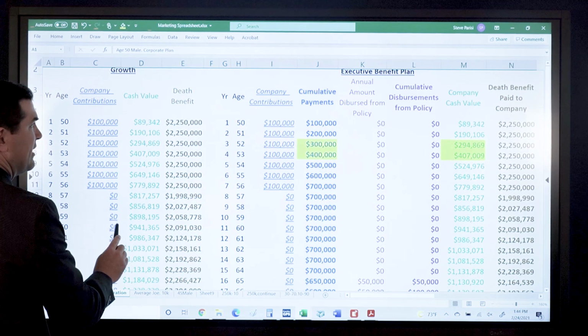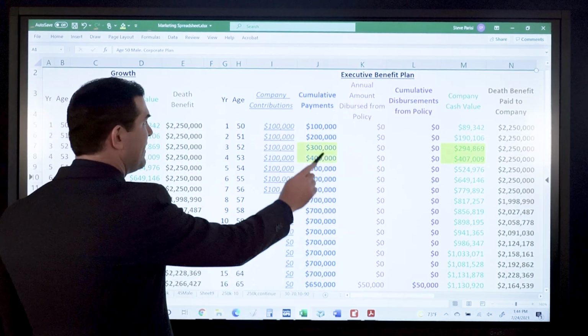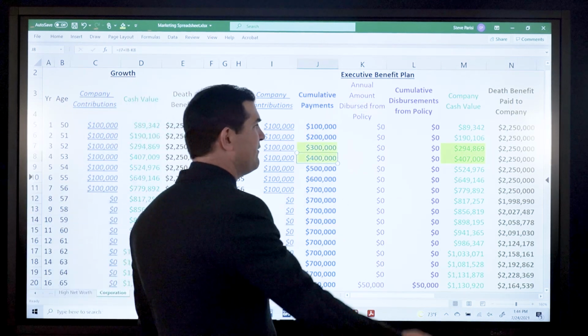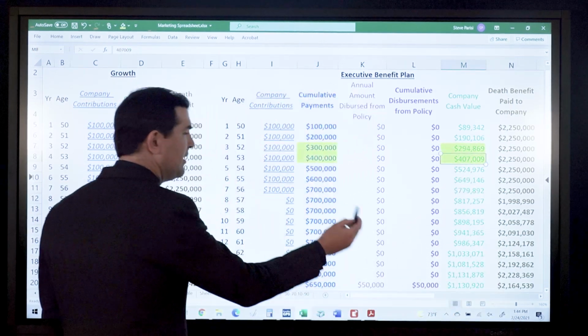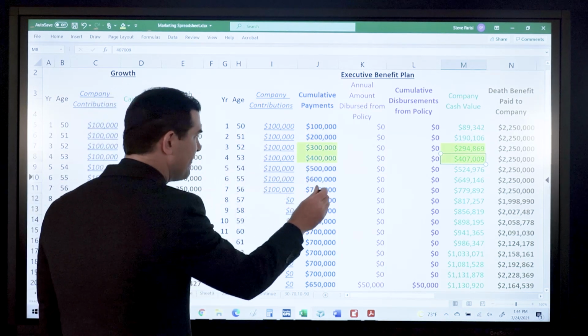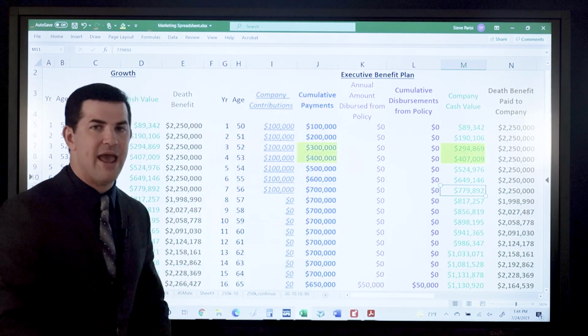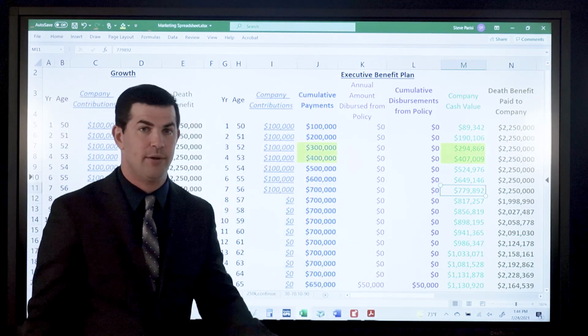So what do you see on the right? Executive benefit plan. It's the exact same policy. What's highlighted in yellow represents the break-even point. So by year 4, if I'm the business owner, I've paid in $400,000. By year 7, I've paid in $700,000. I've got $780,000, and I never pay another penny into it.